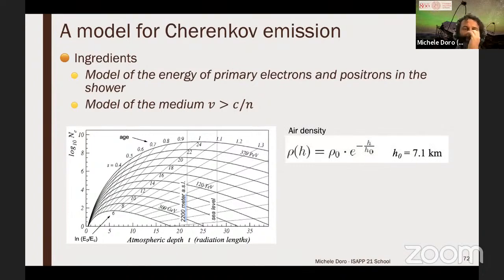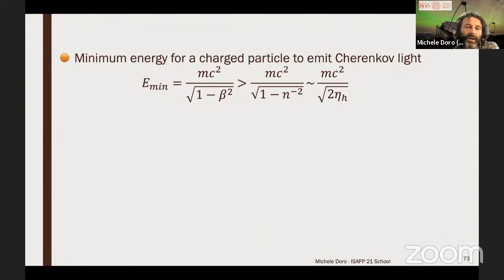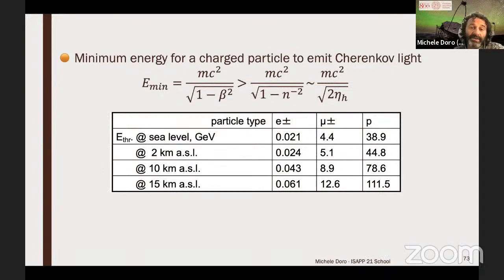If you want to model it, but there's not much time, you have to model the atmospheric density. You have to model the refraction index variation in the atmosphere. You can estimate the minimum energy of the electrons. At a certain point, the electron does not emit Cherenkov light anymore. Sorry to go that fast. It's 20 or 21 MeV for the electrons of the shower at sea level.